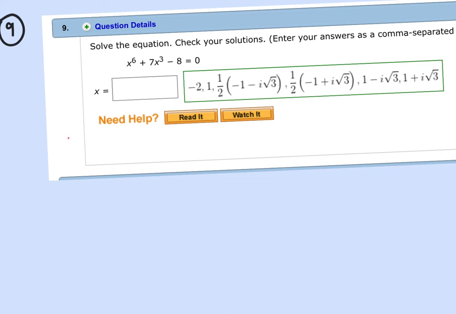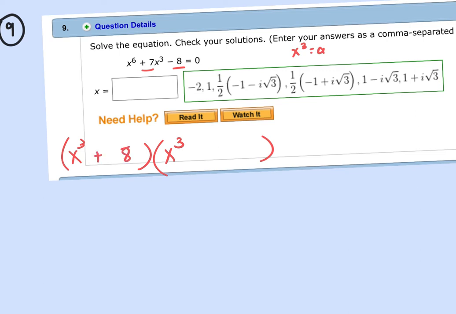Or you could factor it, but the first term is going to be x to the 3rd instead of x to the 2nd. So you could either factor it this way. Now find the factors of negative 8 that sum to 7. Or I could say x to the 3rd equals a, and I could use the substitution method at the beginning. So let's say I'm doing it that first way, and I have x to the 3rd and x to the 3rd. What are the factors of negative 8 that sum to positive 7?